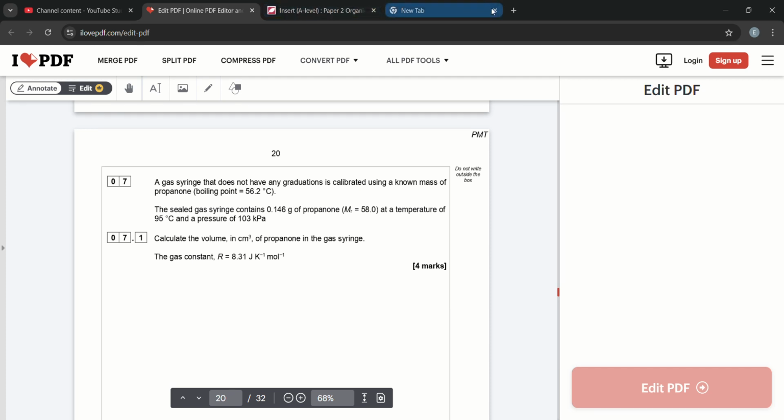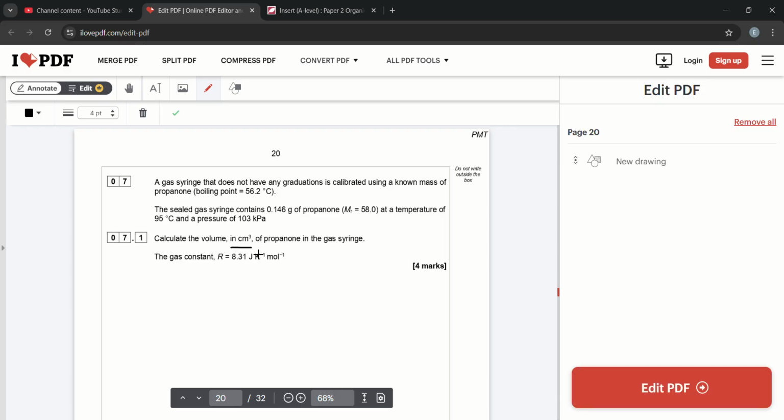Question 7. A gas syringe that does not have any graduations is calibrated using propanol. Boiling point is 56.2 degrees Celsius. The sealed gas syringe contains 0.146 grams of propanol, Mr equals 58.0, at a temperature of 95 degrees Celsius and a pressure of 103 kilopascals. Calculate the volume in this.